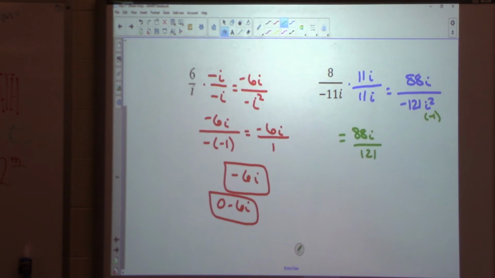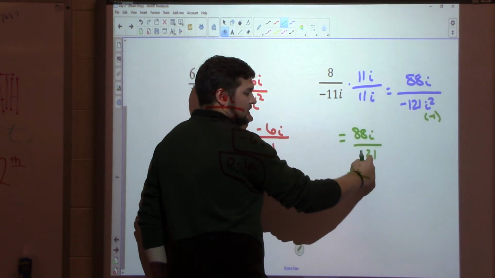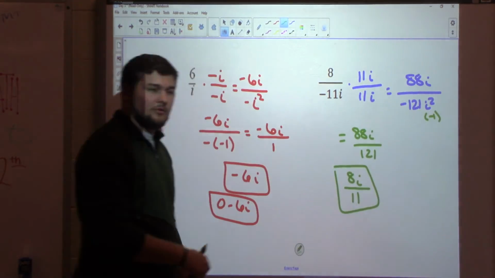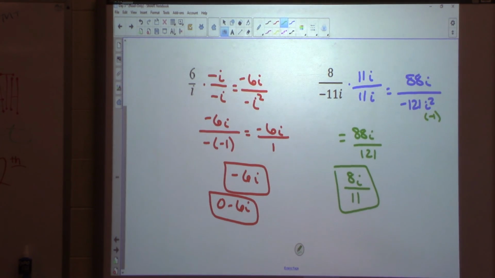Now, is that my answer? Wait, I liked your first answer. I don't know. No, why not? Someone tell me why not. I can simplify my fraction, right? Remember that first problem I said, if you can simplify your fraction, you need to do it. Now, what can I take out of both 88 and 121? 11. So if I do 88 divided by 11, I get 8i. 121 divided by 11 would be 11. So I get 8i over 11. Once again, if you want to put 0 plus 8i over 11, I'm perfectly okay with that as well.